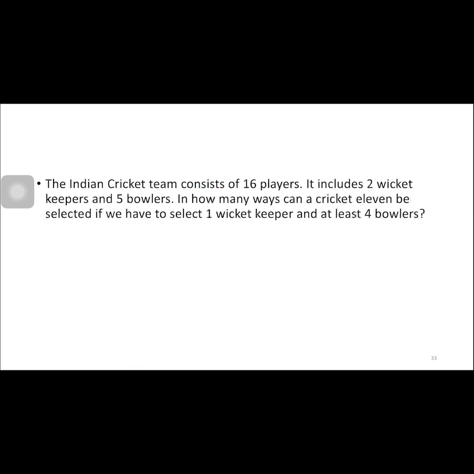And then, for our last problem, the Indian cricket team consists of 16 players. It includes 2 wicket keepers and 5 bowlers. In how many ways can a cricket 11 be selected if we have to select 1 wicket keeper and at least 4 bowlers? If we have 5 bowlers, at least 4 is 4 or 5. So let us list down. We have 16 players. From 16, we have 2 wicket keepers, then 5 bowlers. How many were left?